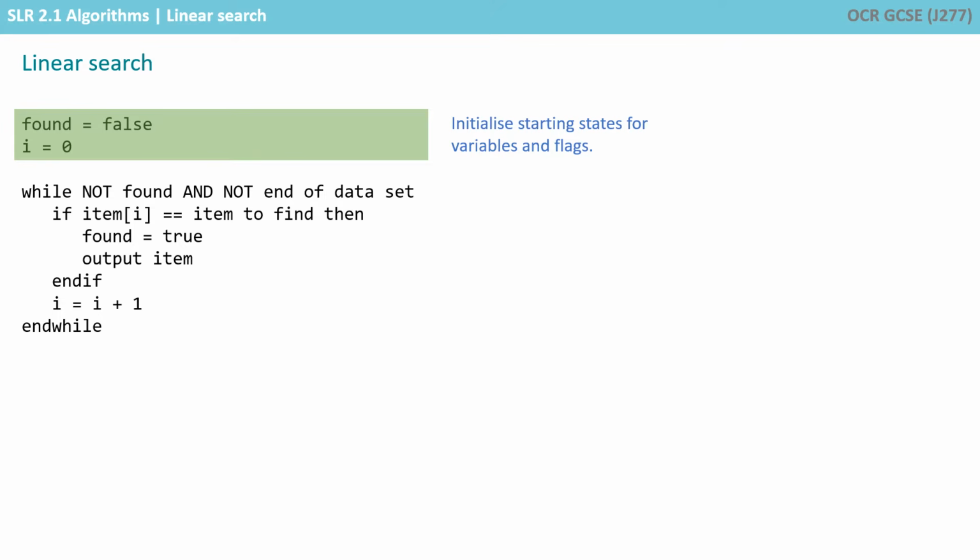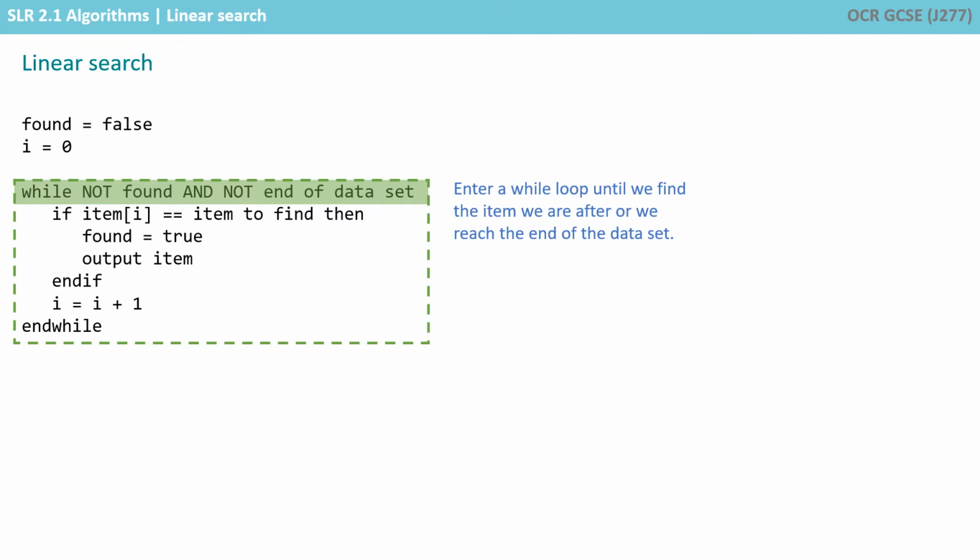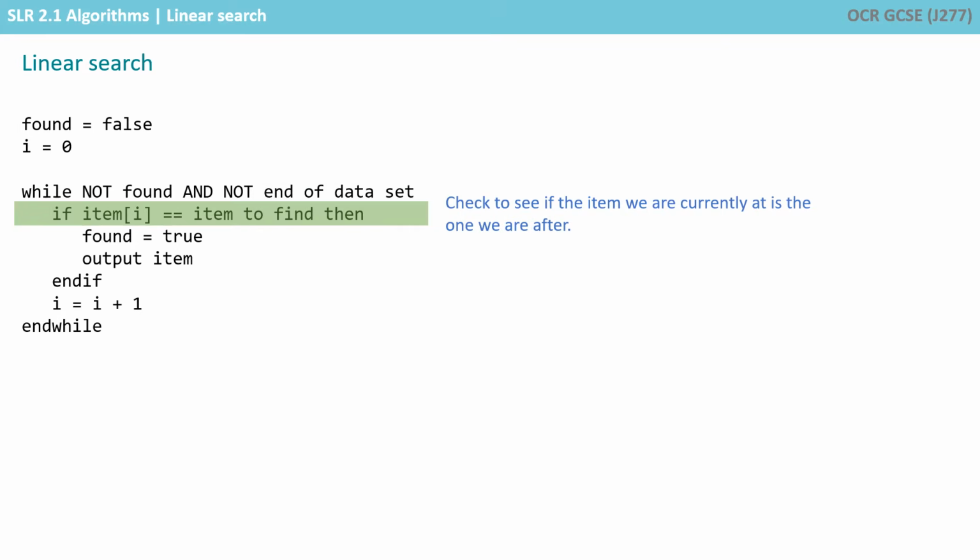So if we apply some algorithmic thinking, we can uncover the algorithm for this particular search. We could have a Boolean variable called found that sets to false initially because we have to find the item in the list. We could then have a variable I, which is the index of the item we're looking for. We could say, while it's not been found and we're not at the end of the data set, check each item in the list.